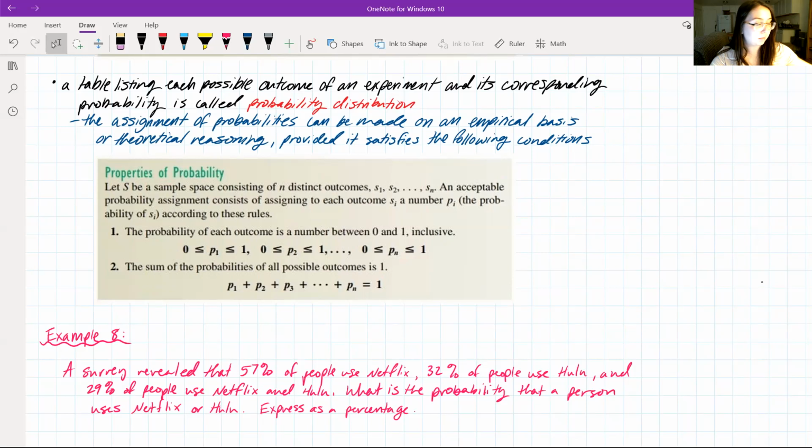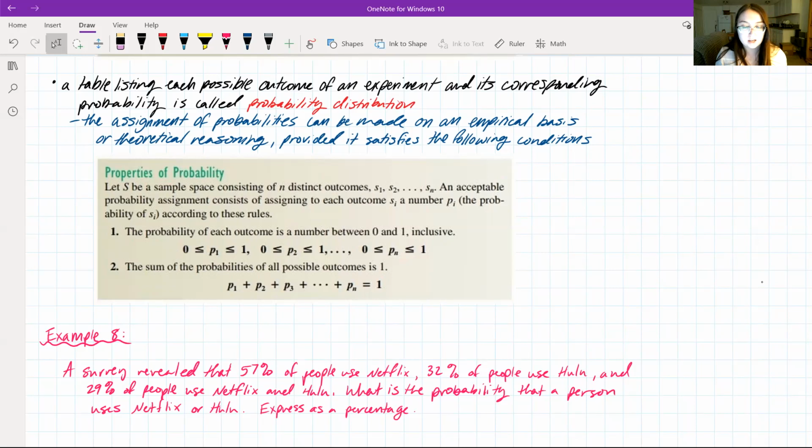So we see here properties of probability. We let S be a sample space consisting of n distinct outcomes. We call these S sub 1, S sub 2, up to S sub n, however many outcomes. An acceptable probability assignment consists of assigning to each outcome, S sub i, so that just means any outcome, a number P sub i, or the probability of S sub i, according to these rules.